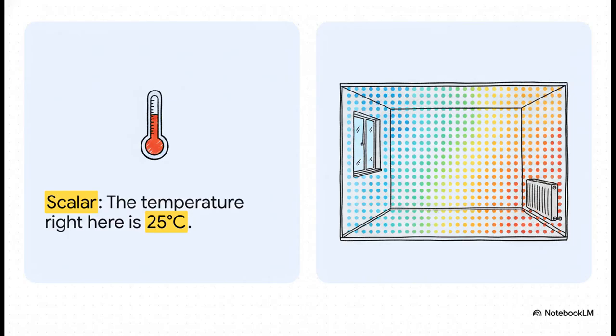And this comparison just nails the difference. A scalar? That's just one number. It's like saying, hey, the temperature right here is 25 degrees. But a scalar field, that's the whole picture. It's the complete map showing you the temperature at every single point in the entire room. Over by the cold window, above the warm radiator, everywhere.